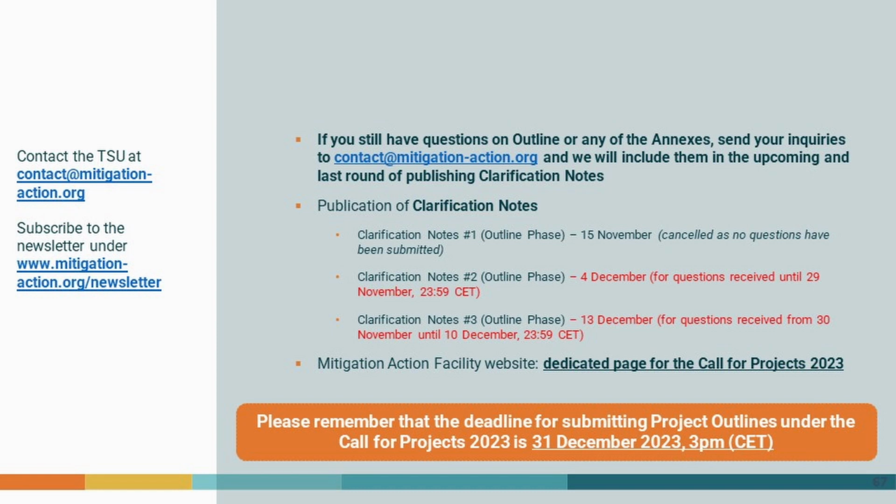Clarification notes number 2 will be published on 4th of December. If you want your question to be included, please make sure to submit it to the TSU by the 29th of November at the end of the day. The very last round of clarifications will then apply to questions submitted between 30th November and the 10th of December and will be published on the 13th of December.